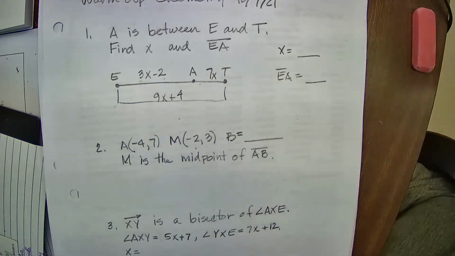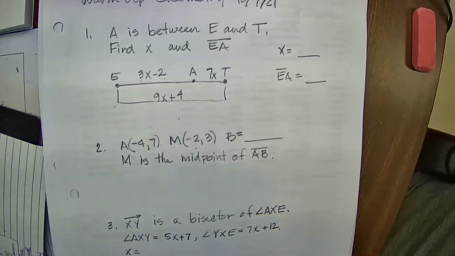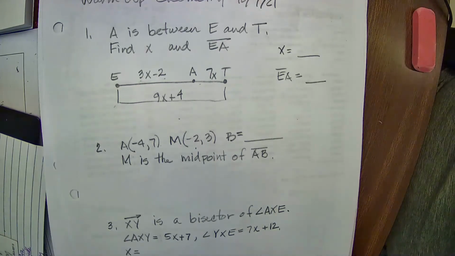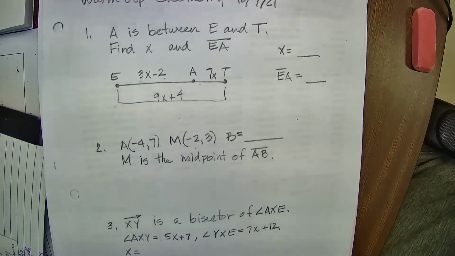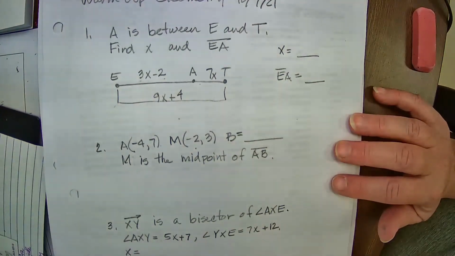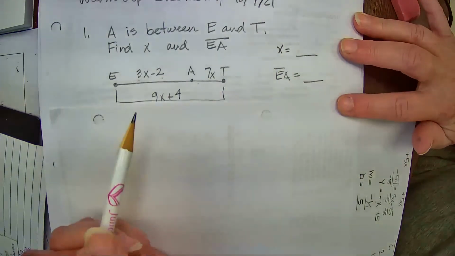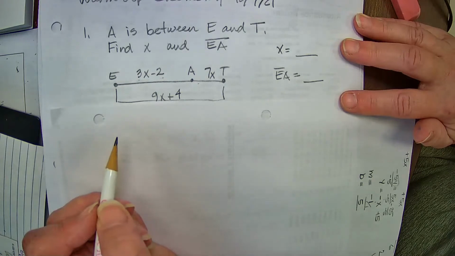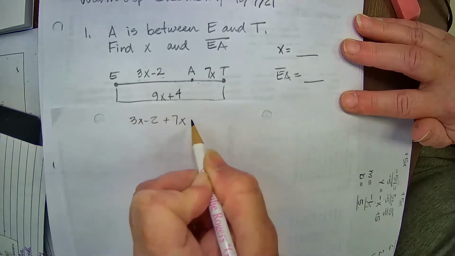Okay, we about ready? All right, it says A is between E and T. Find X and EA. Okay, so what's my equation? Perfect.